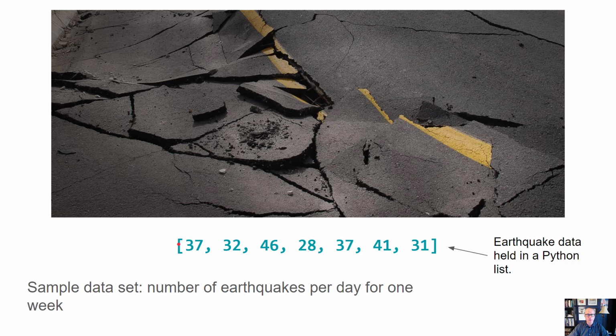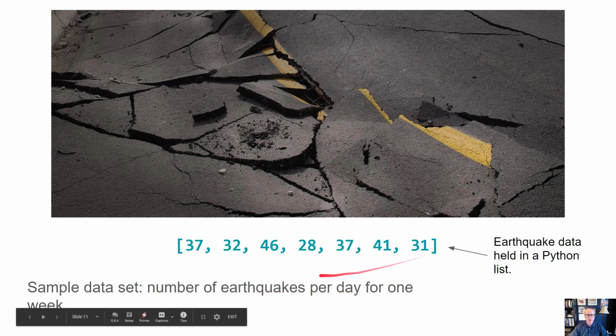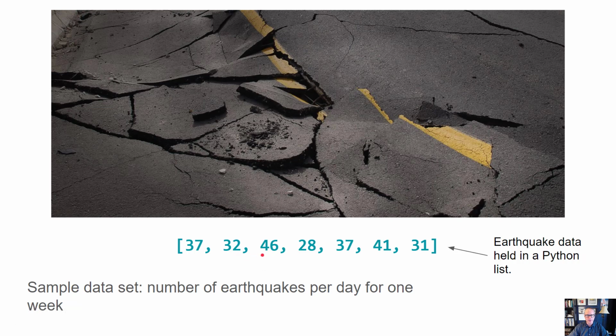Note that we've got the square brackets that make that a list, comma separated values, and each one is an integer. Allegedly these are the number of earthquakes that were detectable on seismographs on a particular day worldwide. These are just numbers, and then we can start to do some statistics on them to understand something about earthquakes and the frequency of earthquakes.